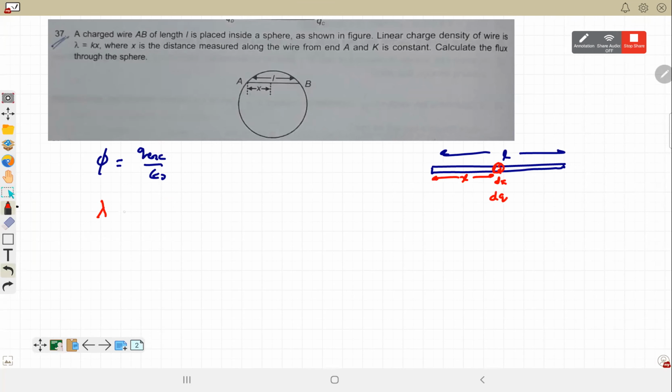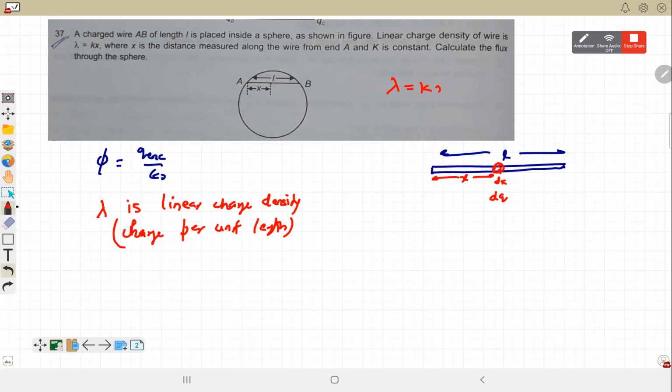ओके सो तनिष्का एंड उर्वशी, लैम्डा क्या होता है? लैम्डा इज जो यहाँ पे लीनियर चार्ज डेंसिटी गिवन है. What does this mean? This means charge per unit length. यूनिट लेंथ के चार्ज को हम बोलते हैं ये लीनियर चार्ज डेंसिटी. But here that density is not constant. वो डेंसिटी x के साथ चेंज होती जा रही है. It is increasing with x.